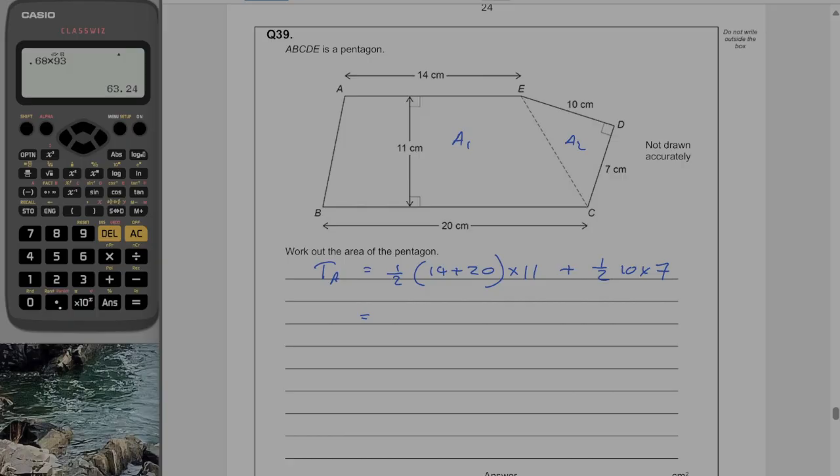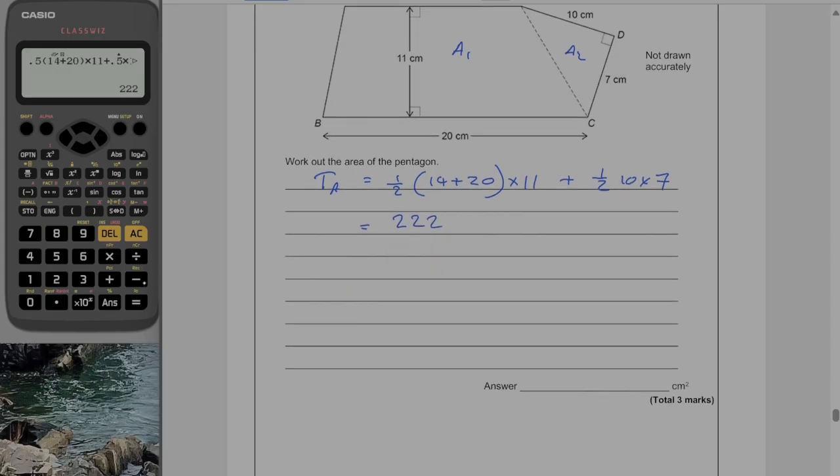And then our calculator can do this for us. So a half of 14 plus 20 times 11. Check that I've typed everything right there. Instead of a half, I've gone for 0.5: 14 plus 20 times 11, yep, plus 0.5 times 10 times 7. So that gives us a total area of 222. And we've got our unit, so it's just that straightforward.